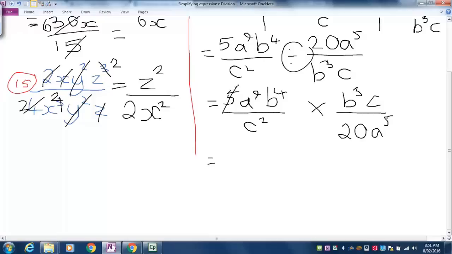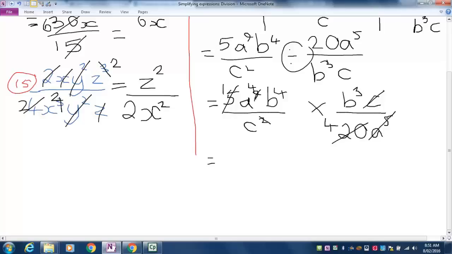Dividing by 5 on the top and the bottom leaves me with a 4 on the bottom and a 1 there on the top. Now cancelling some a's, so I have 5 a's here which will cancel with 5 of those, leaving me with a to the 4. And then I have a c here which will cancel with this c on top, leaving me just with c to the 1. Now that's all I can see that can be cancelled at this point, so I'm going to write it out and then double check that it's in simplest form.